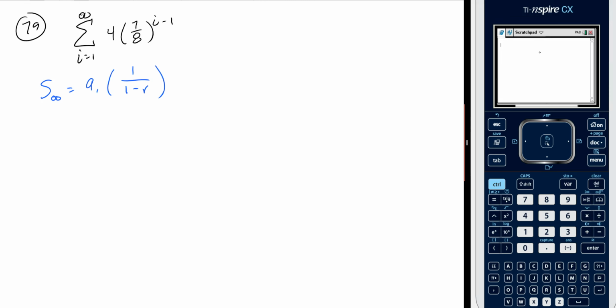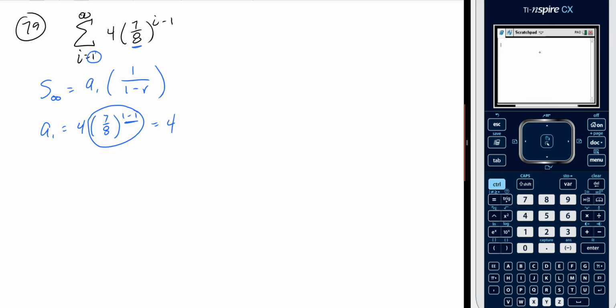So my first term, it's going to be whatever I get when I plug in 1 for I, because this is starting at 1, so I plug it in there. So not S1, A1 is equal to 4 times 7/8 to the 1 minus 1. This whole thing is going to become 1, because 1 minus 1 is 0. So A1 is just 4.